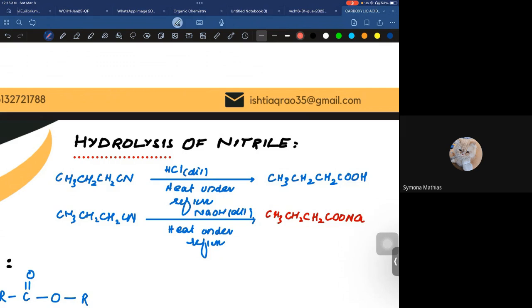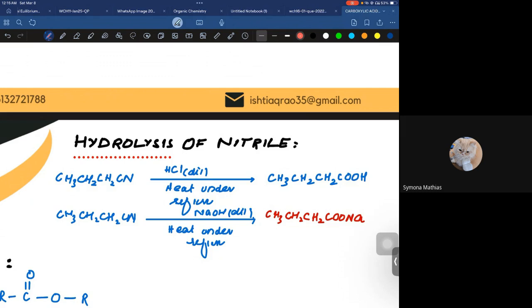Now you can see that the number of carbon atoms has increased. In the reactant side, I had 3 carbon atoms. In the product side, I have 4 carbon atoms. So nitrile is used to increase the number of carbon atoms. We'll see in the questions.